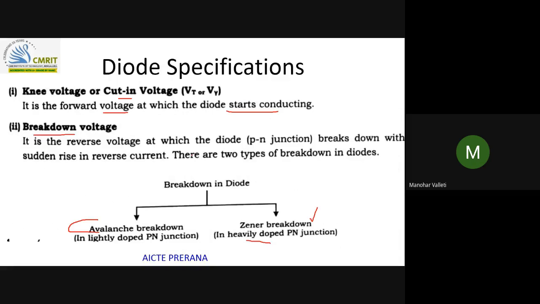One more thing to be remembered: avalanche breakdown will damage the device, and Zener breakdown will be useful. Also, Zener breakdown happens at lesser reverse voltages, less than 5 volts, whereas avalanche breakdown will happen at high voltages.